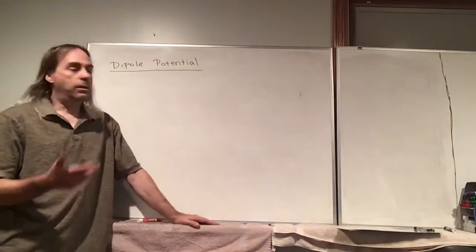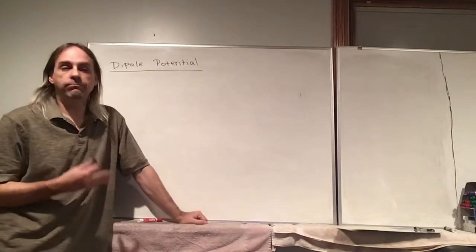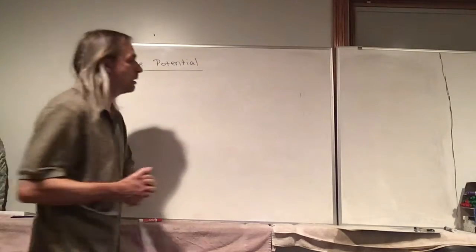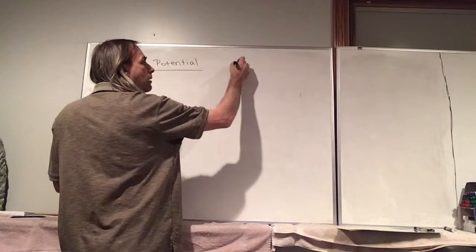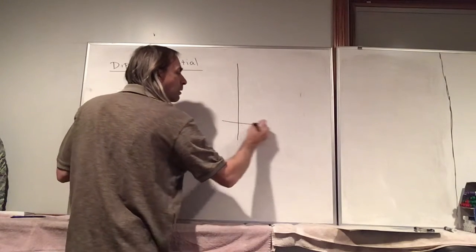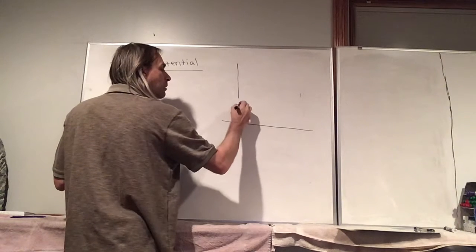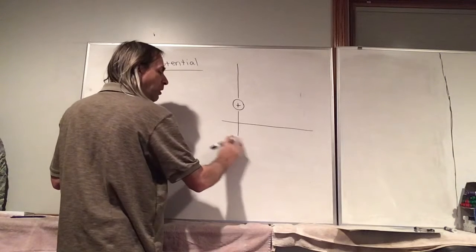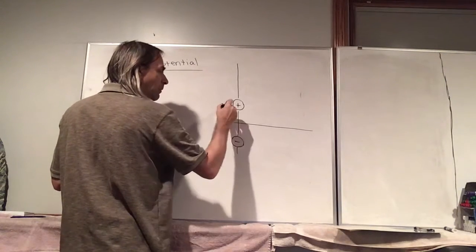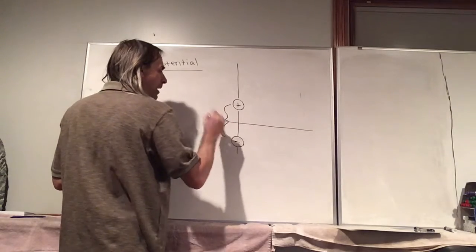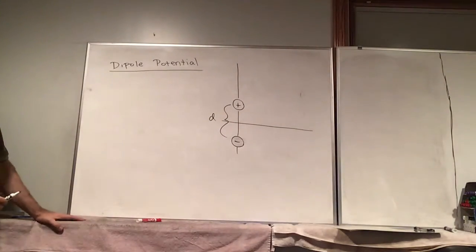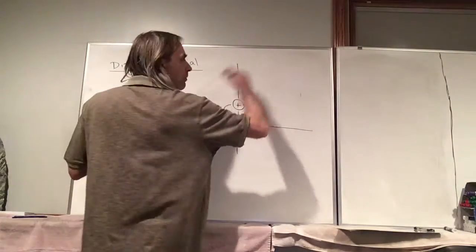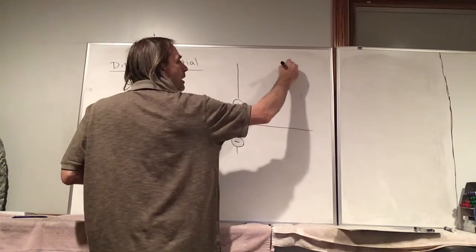All right, so we're going to look at the potential around an electric dipole. Just a reminder, a dipole has a positive charge and an equal negative charge separated by a distance d. So they're equal charges, and generally these charges are very close together. We want the potential at some point P outside.